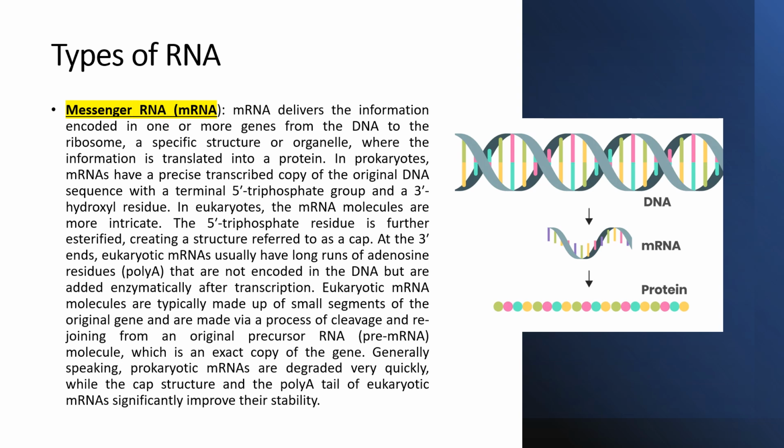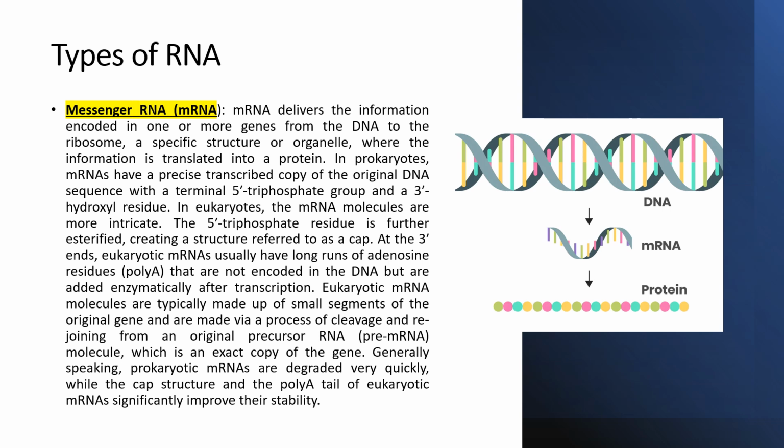In eukaryotes, the mRNA molecules are more intricate. The 5-triphosphate residue is further esterified, creating a structure referred to as a cap. At the 3 end, eukaryotic mRNAs usually have long runs of adenosine residues that are not encoded in the DNA but are added enzymatically after transcription.